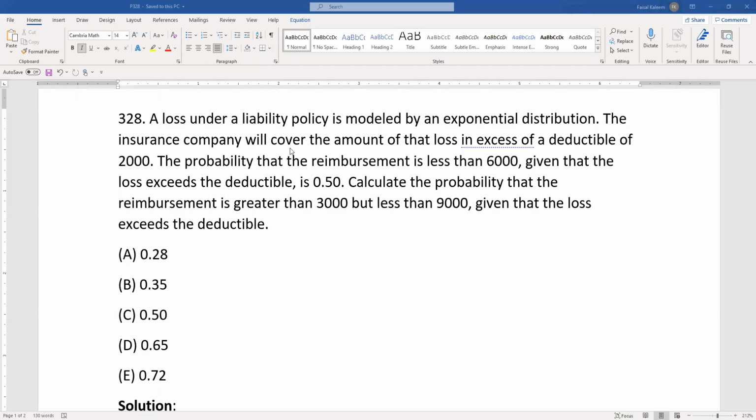A loss under a liability policy is modeled by an exponential distribution. The insurance company will cover the amount of loss in excess of a deductible of 2000. The probability that the reimbursement is less than 6,000 given that the loss exceeds the deductible is 0.5. Calculate the probability that the reimbursement is greater than 3,000 but less than 9,000 given that loss exceeds deductible.